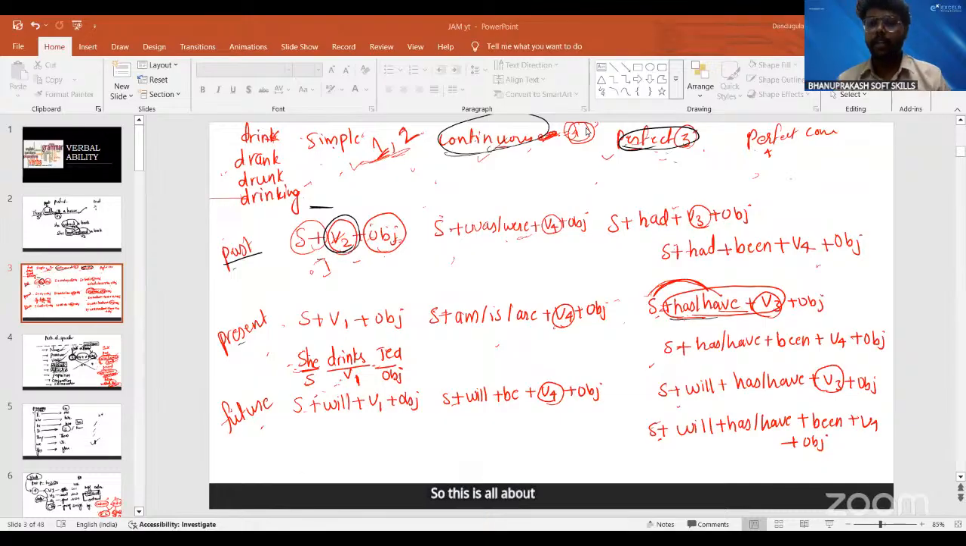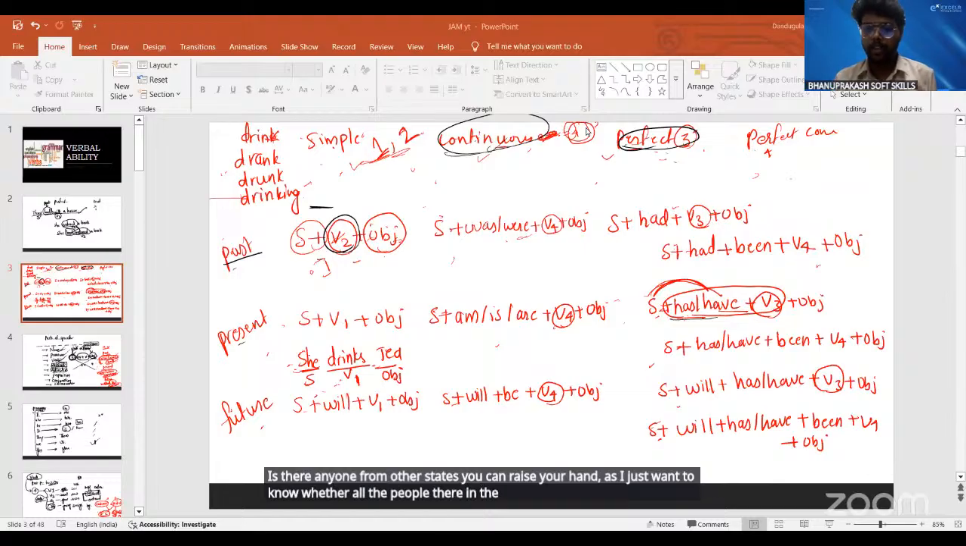Now let's do one activity. You are from Telugu states only, right? Is there anyone from other states? You can raise your hand. I just want to know whether all the people in the group are from the Telugu states or not.